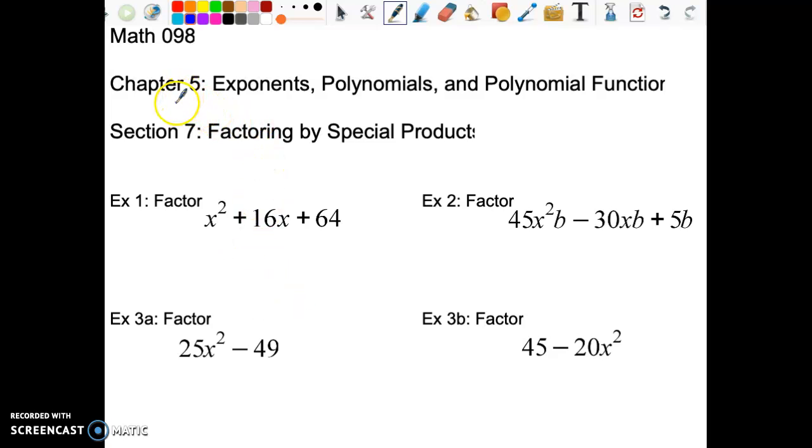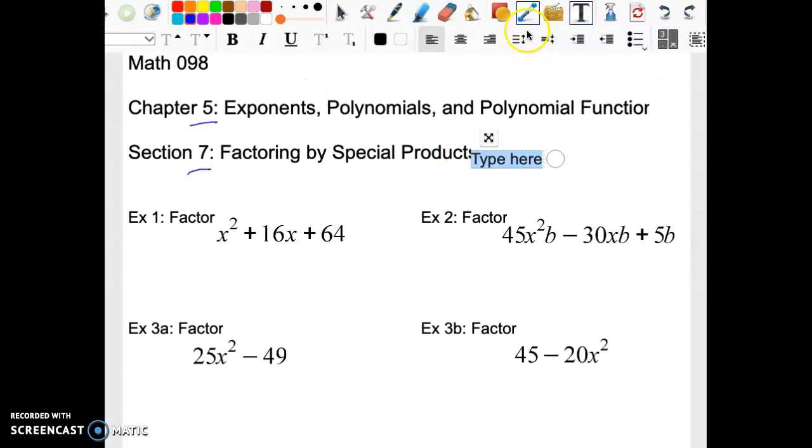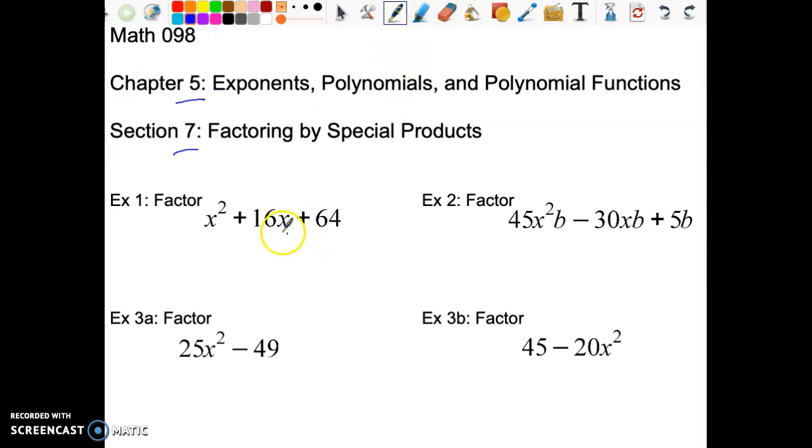We're chugging along, chapter 5, section 7, where we're factoring special products. Whoops, that was going to work. There we go. But anyway, it's really the same thing. The only thing is the book wants you to notice patterns. For instance, as you look at factors of 64 that add to be 16, you'll notice that the values we're looking at are 8 and 8.